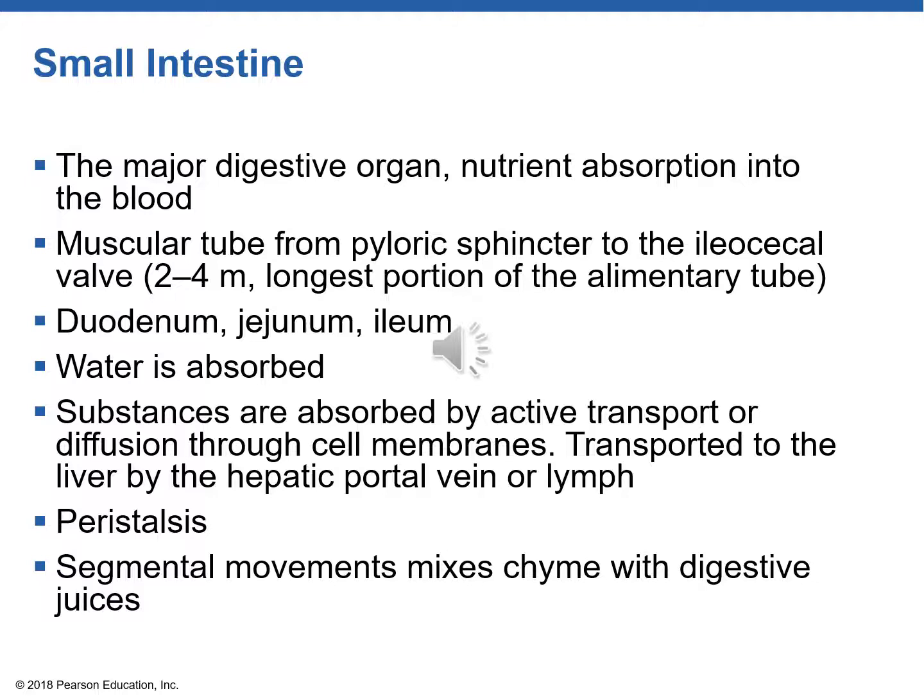The small intestine is the major digestive organ because this is where most nutrient absorption is occurring. It is the longest part of the alimentary canal, about 2 to 4 meters long, and has the 3 components we mentioned before: the duodenum, the jejunum, and the ileum. If we looked at the duodenum, we would see that there are 2 ducts coming into the duodenum, dumping some enzymes and some bile. The enzymes are produced by the pancreas, and the bile is produced by the liver. These enzymes and bile assist with the digestive and absorption process that is occurring in the small intestine.